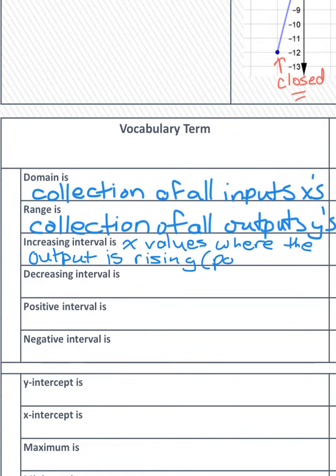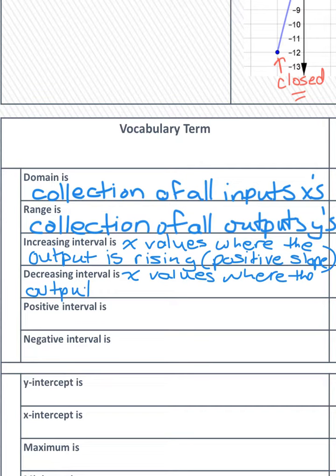and that is shown using a positive slope. Maybe put that in parentheses here. And likewise, the decreasing interval is where the x values are yielding a falling output, or where the output is decreasing, let's say. And that is indicated by a negative slope.